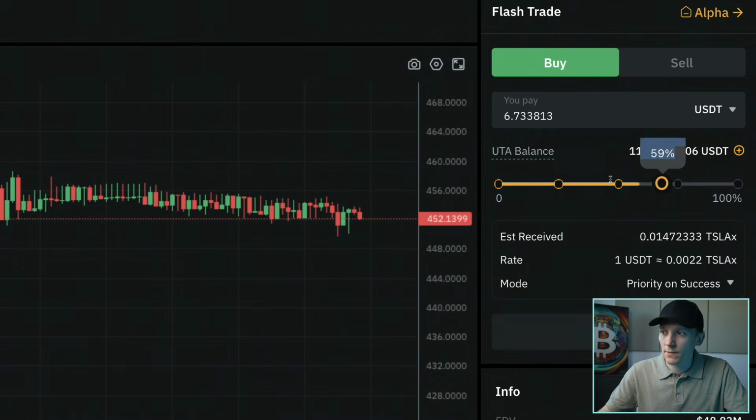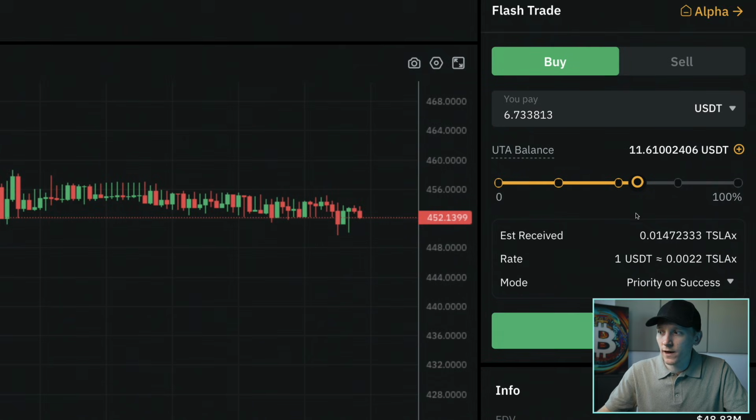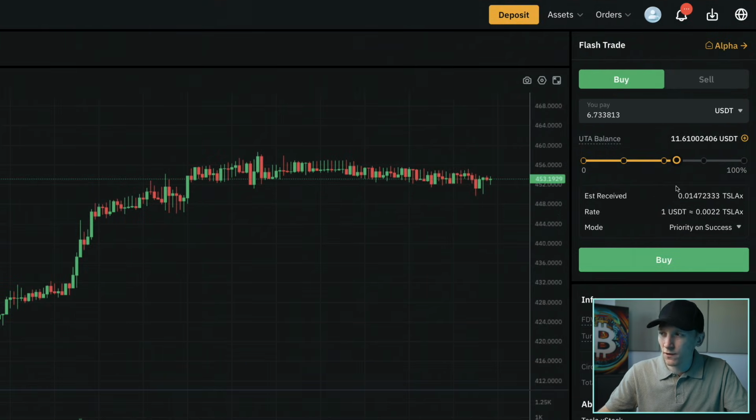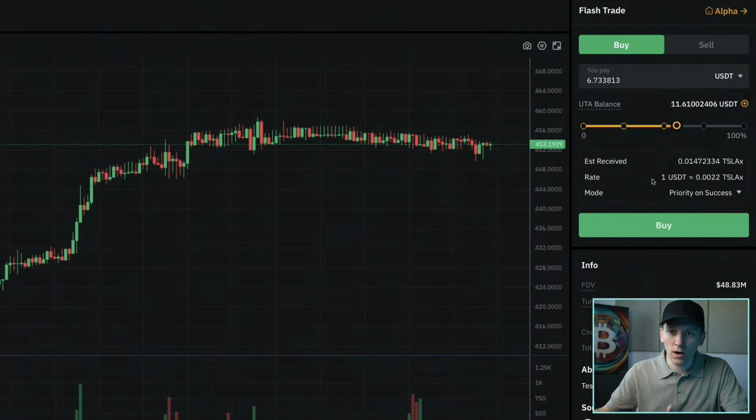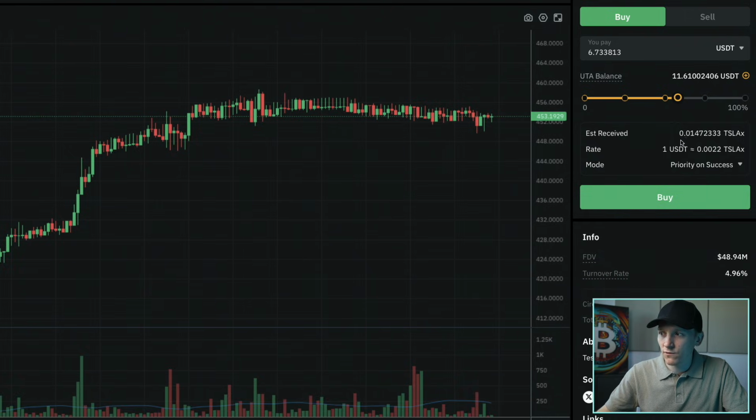Now, you can go ahead and choose how much you want to buy. And because we're trading on a decentralized exchange, it's a little bit different. We essentially have a buy and sell button, and then we use market orders. So we're not putting a limit order in. We're just saying, look, I want to buy some of this asset. Let's go ahead and do it. So you can see the estimated received.